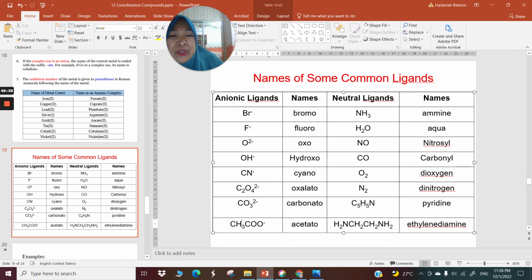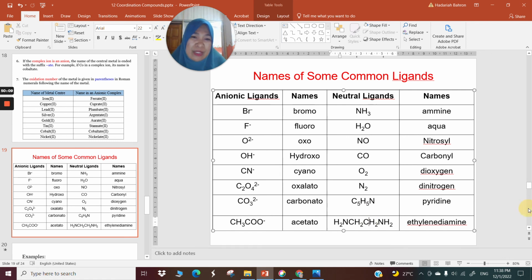Bromo, fluoro, oxo, hydroxo, cyano, oxalato, carbonato, acetato. But if you have a neutral ligand that doesn't carry with it any charge, ammonia is called amine, water is called aqua, NO is called nitrosyl, CO is called carbonyl, oxygen is called dioxygen, N2 is called dinitrogen. Pyridine is called pyridine, ethylene diamine is called ethylene diamine. So those are the names of a few common ligands.